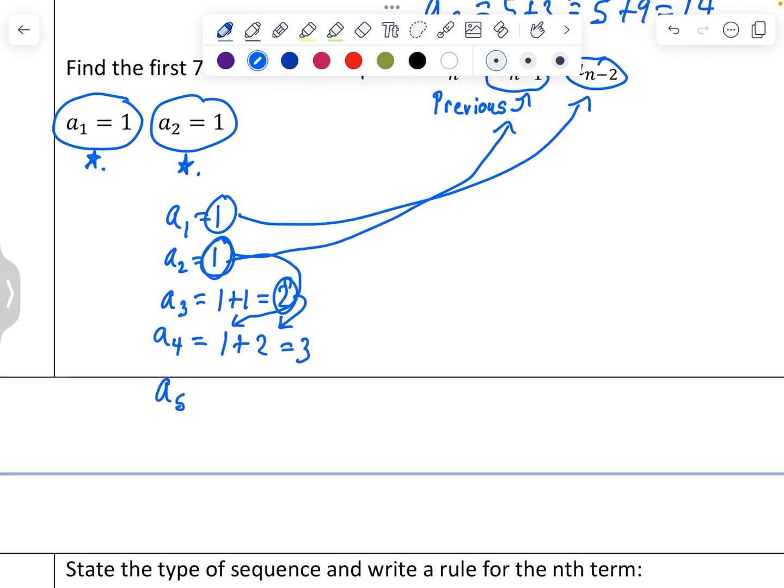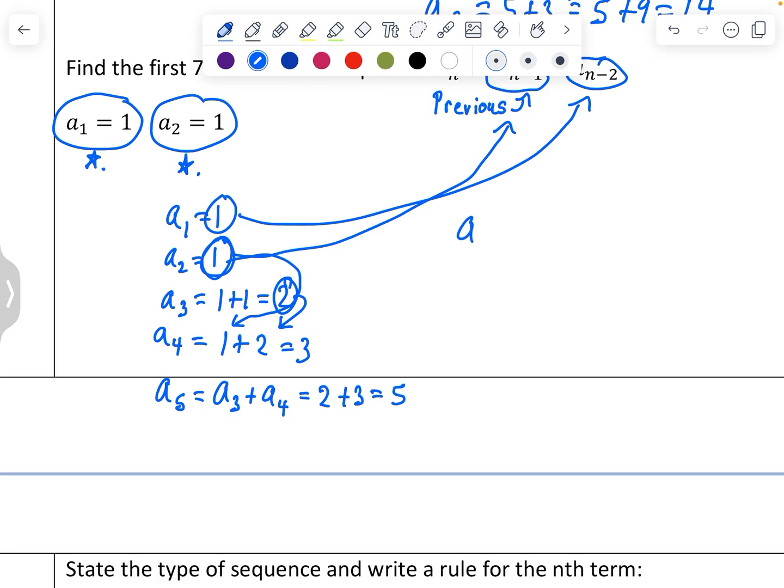Now I'm going to continue this pattern here. A sub 5, you have to take the 2 previous answers, so I would need to take my a sub 3 plus my a sub 4 answers, which are 2 plus 3, and that gives me 5.